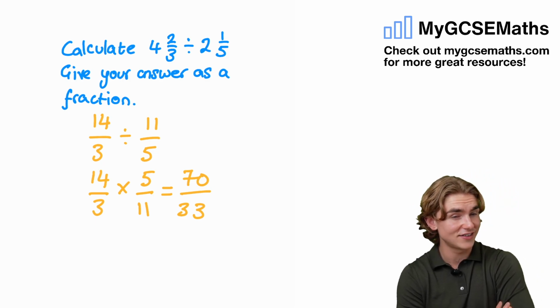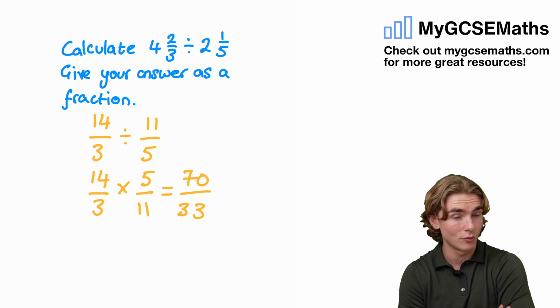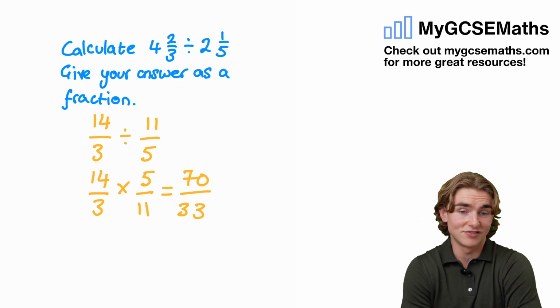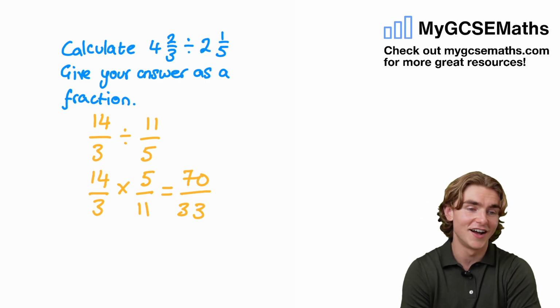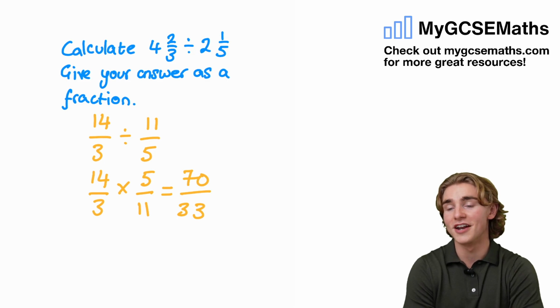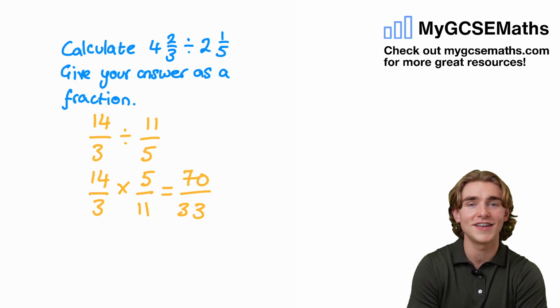Any common factors to simplify? 11, 3, neither of them work. Neither does 1, because we can't divide by 1 when it's a fraction. Neither does 33. So that is going to be our final answer, guys, 70 over 33.